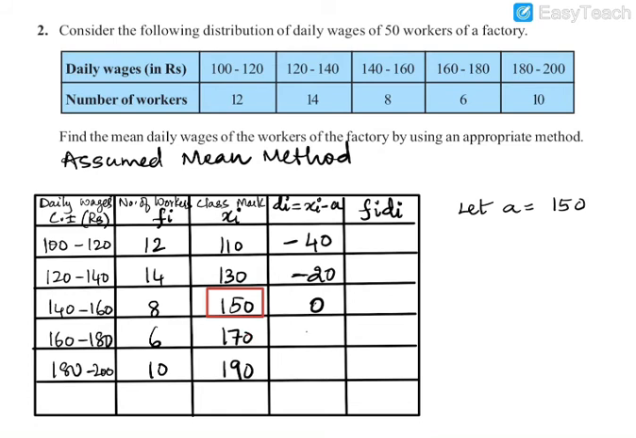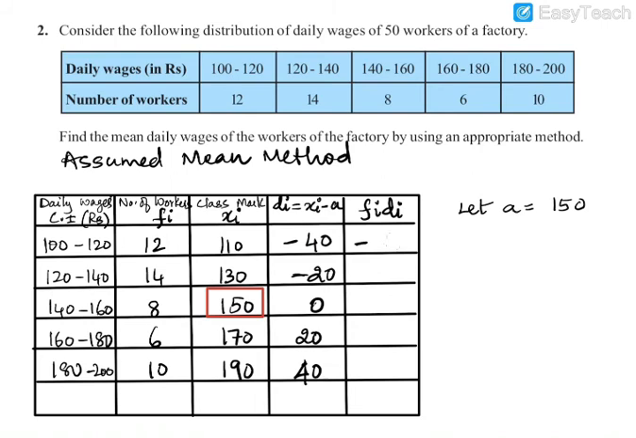170 minus 150 will give you 20, and similarly the last value will be 40. Now these xi values, which were 3-digit numbers, have reduced to 2-digit numbers. So now we can find the product of Fi and Di.